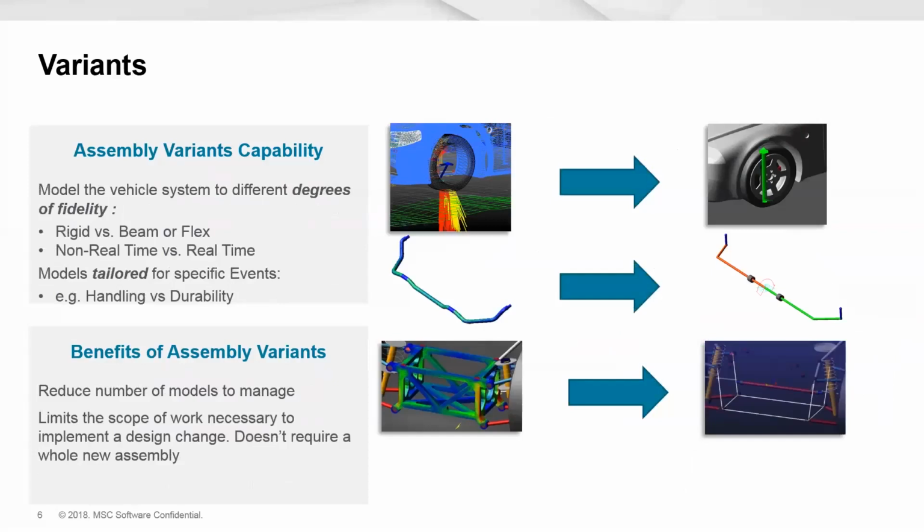But an interesting side benefit is that changes to models will no longer propagate through to require a completely new assembly. It limits the scope of work that's necessary to implement a change to your design to just a subsystem variant.